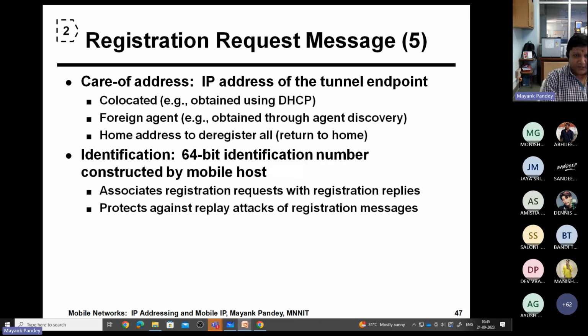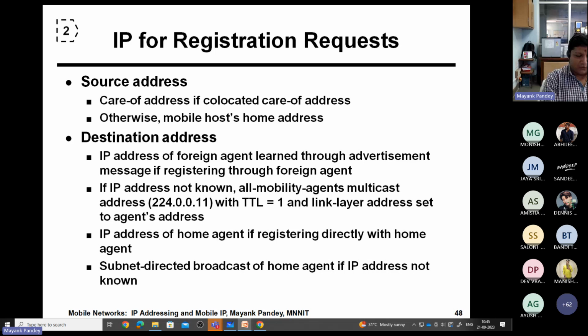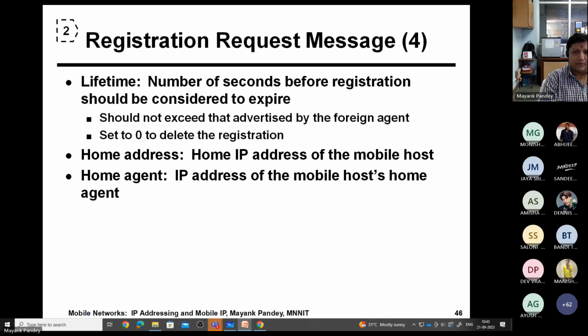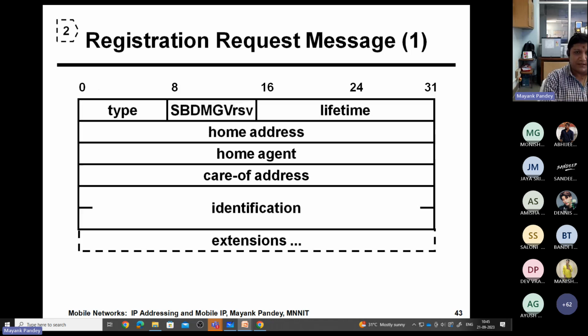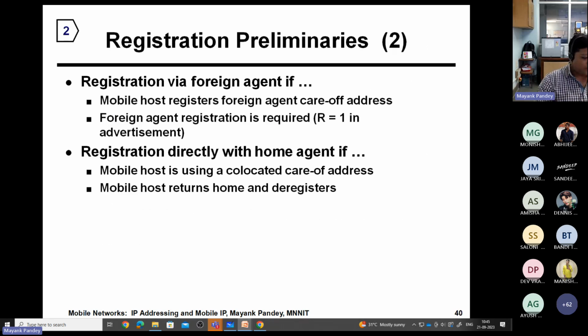Details we'll be seeing later on. Don't worry about the details regarding these bit fields and other things, because those are advanced concepts of mobile IP, which we'll be seeing after midsem. Right now, the important point is registration.